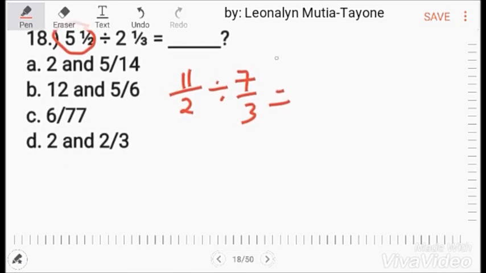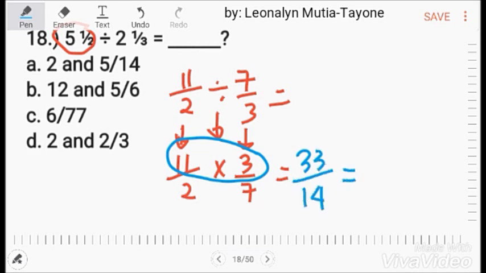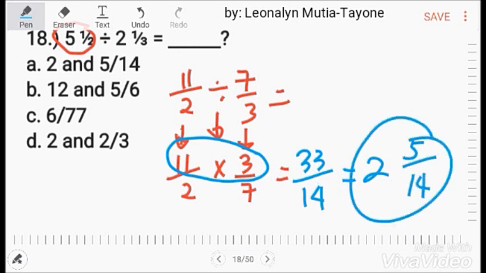So, i-divide na natin ito. Ito, kopyahin lang natin, 11 over 2. Ang division maging multiplication at itong divisor ay reciprocal niya. So, pwede na natin i-multiply. 11 times 3, that is 33. 2 times 7, that is 14. I-simplify natin to. Ilang 14 ba dito? This is 2. So, 28 and that is 5 over 14. So, the answer is 2 and 5 over 14, letter A.